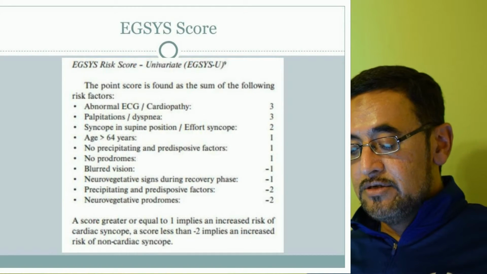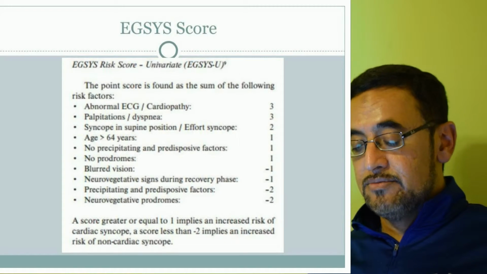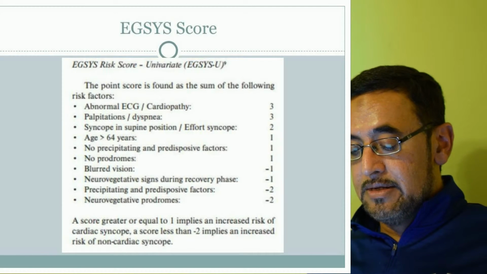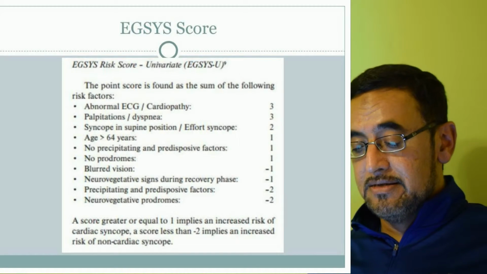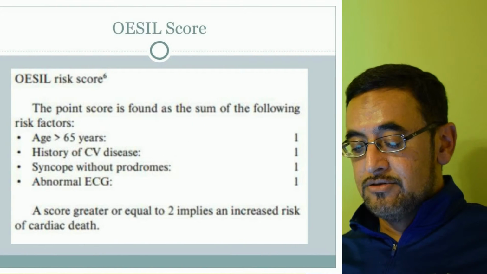If you have blurred vision or neurovegetative signs, you get -1 for each. If you have predisposing factors, you get -2. If you have neurovegetative symptoms, you get -2. If you add all of these together, you get a score of 1 or greater. It implies cardiac syncope. A simpler score is the OESIL score.